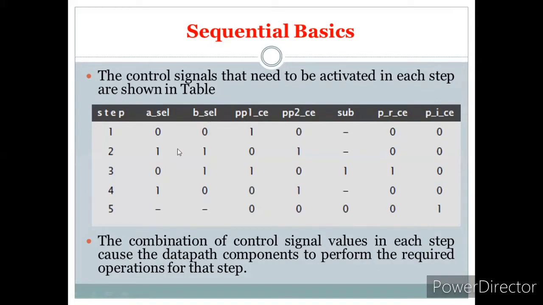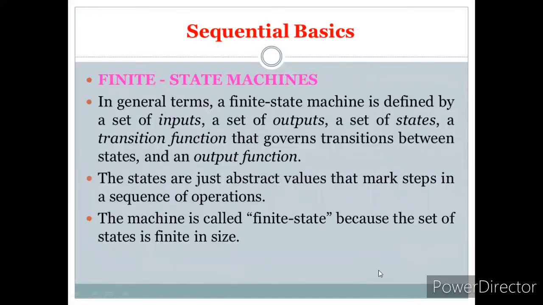The combination of all these control signals causes, in each step, the particular data path to perform the required operation for that particular step. Whatever control signal is being activated, that particular signal will activate the data path to perform the required operation in that particular step. So that's what is being carried out. This is the control signal sequence which is being generated there.